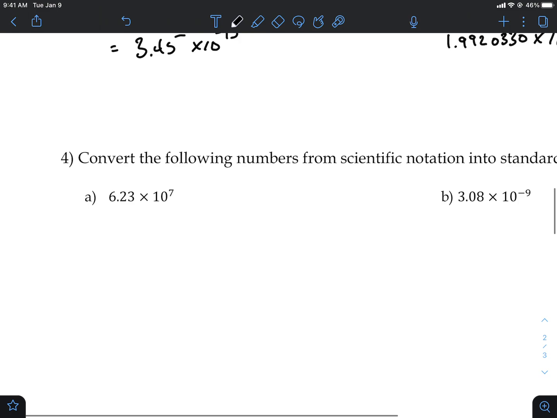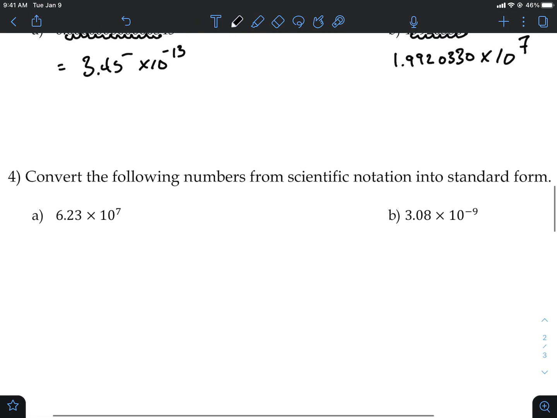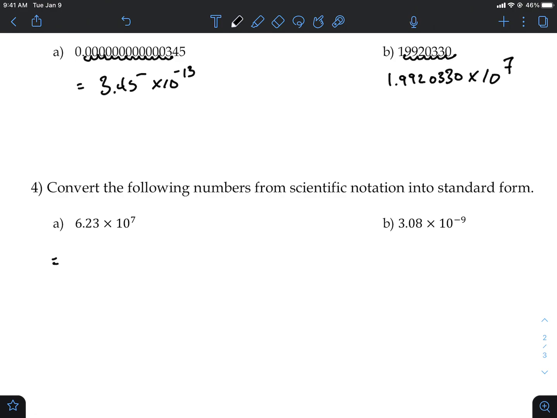So for this, I'll leave that up there so you can see. Might be worth leaving yourself some space. If you know you're moving to the left, like in part B, you might want to leave yourself some space to the left so that you can move to the left. But in this particular question, you know you're moving to the right, so you can just write 6.23 and then say, okay, how many times do I need to move? I gotta move 7 times to the right. 1, 2, 3, 4, 5, 6, 7. Put your decimal there and fill in the bumps with zeros. And so your answer is going to be 6... what do we get? Is it 62,300,000?